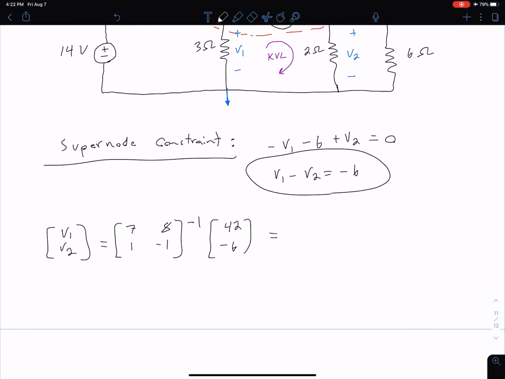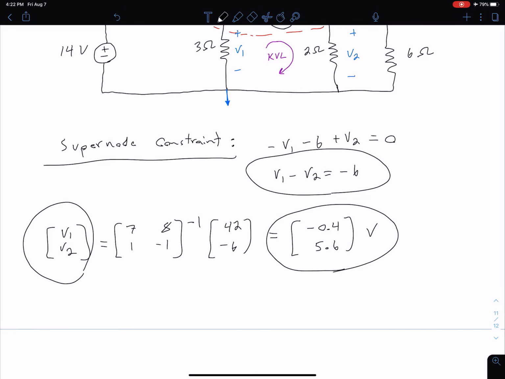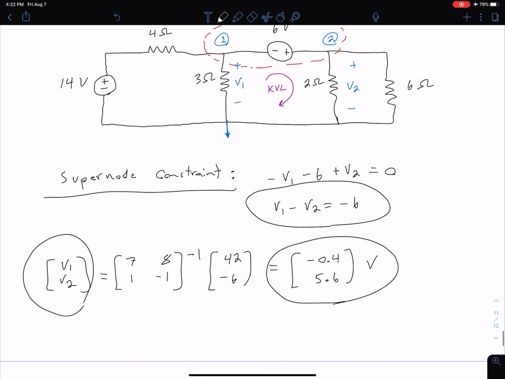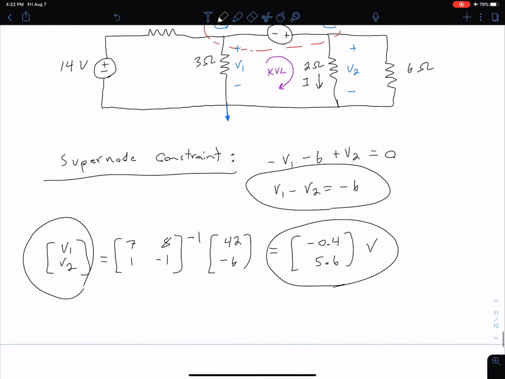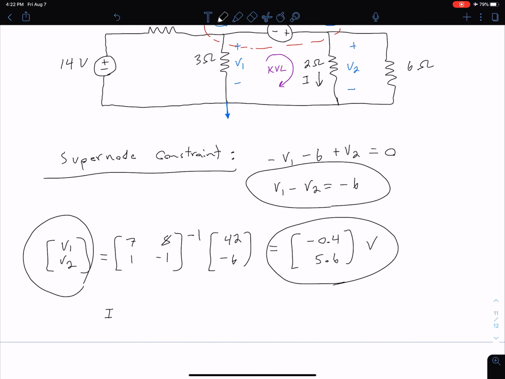So if we plug that in our calculator, we get that V1 is minus 0.4. V2 is 5.6 units of volts, since we had everything in ohms and amps. Okay, but we were initially asked for the current through this 2 ohm resistor, so we had some current defined like this. And so we can pretty easily see from Ohm's law that that current I is just going to be equal to V2 divided by 2. And we plug in our 5.6 and we see that that is 2.8 amps.